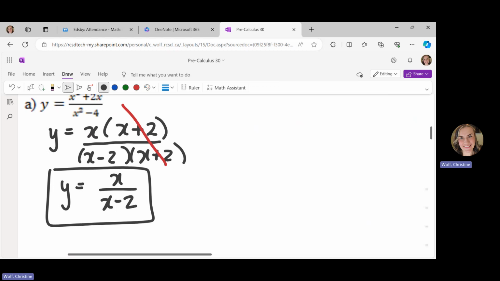Now, the point of discontinuity comes from whatever was crossed off. So what you do is you take whatever was crossed off and you set it equal to 0 and solve. So that means at x equals -2, we have a point of discontinuity at x equals -2. So we'll have a hole in the graph there. But of course, any point comes from two coordinates, an x and a y. So let's figure out where the y is in that case as well.